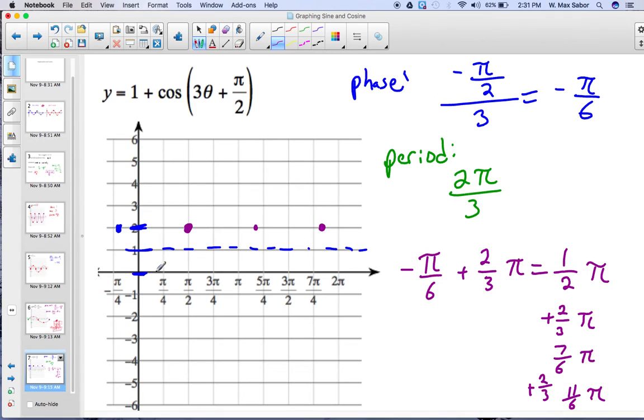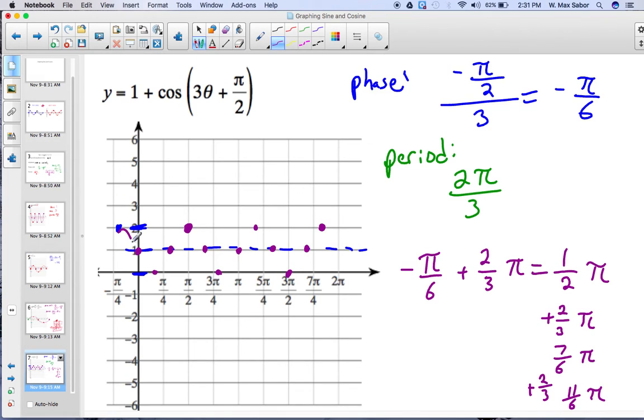Halfway between these maxima, there should be a minimum. And then halfway between each maximum and minimum, there is an equilibrium point. So now it becomes clear how to fill in the rest of our graph.